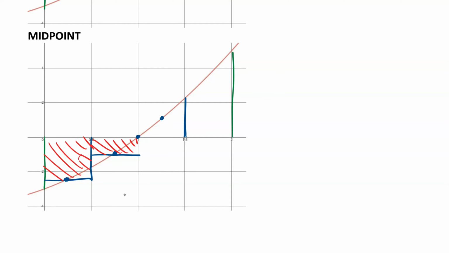And then the next one, that would be the midpoint. We draw it across. And there we go. And then this one would be the midpoint. And we draw it across. Oops, why are these in red? They're supposed to be in blue because they're positive.